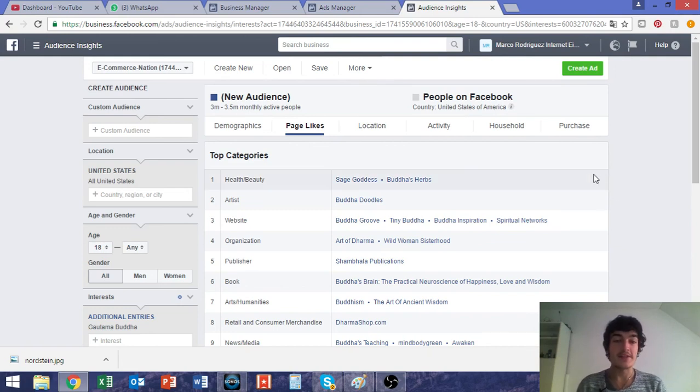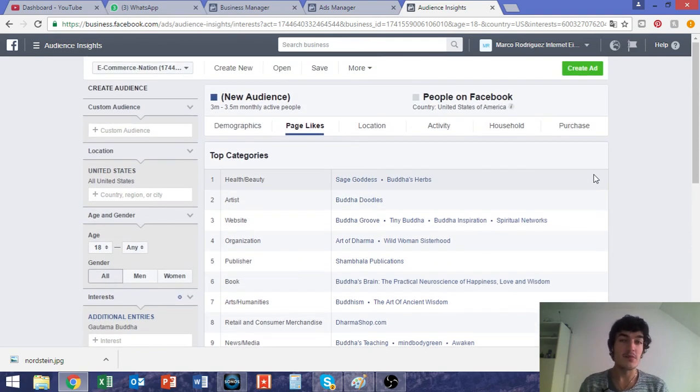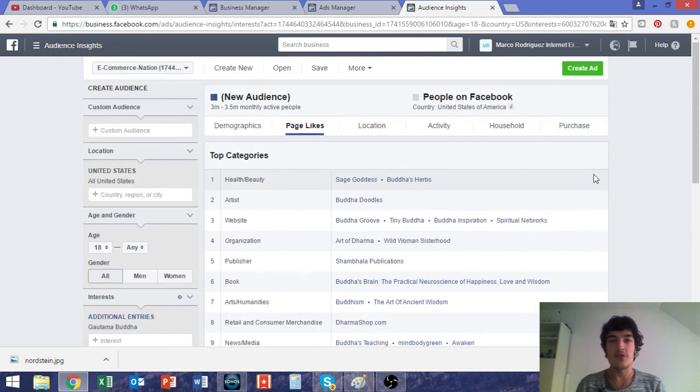And you can also exclude certain things in this lookalike audience, or add certain interests to make sure that it is really targeted to your store and to your product. And doing this, you are able to create a new audience based on the interests of your old audience, but having an audience that is not saturated. So your old audience is saturated, you don't need it anymore.